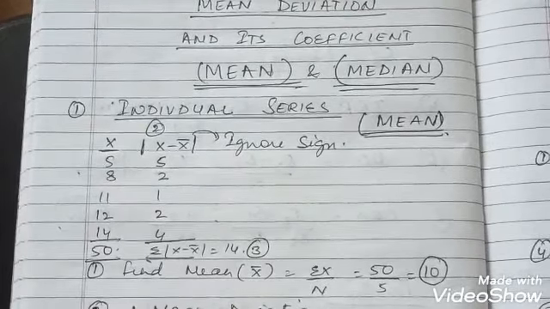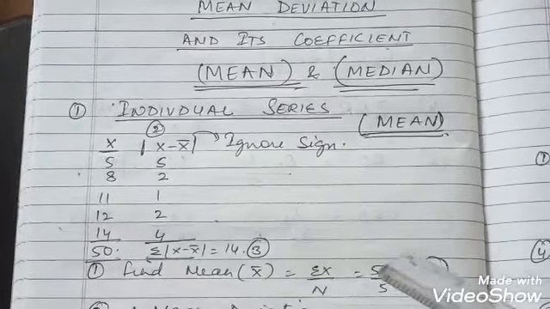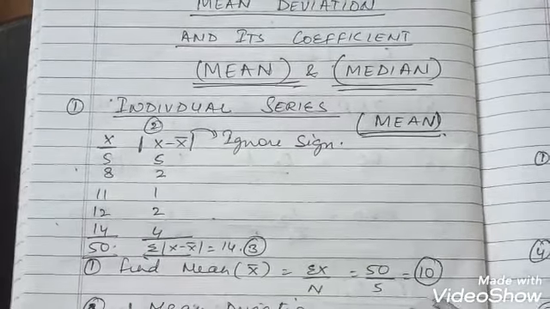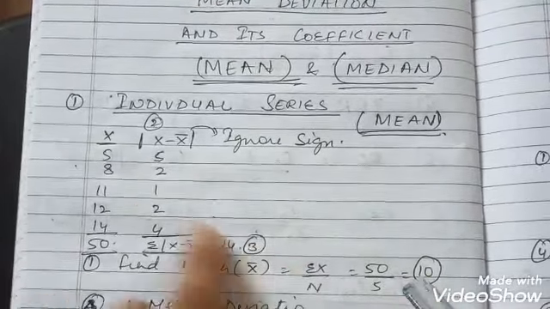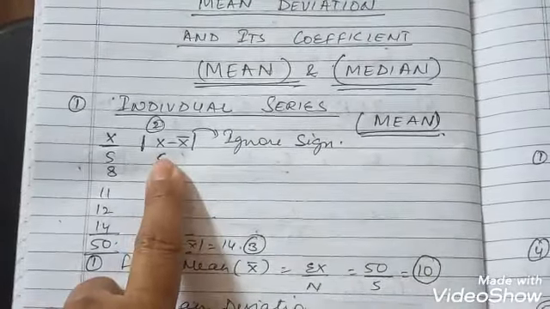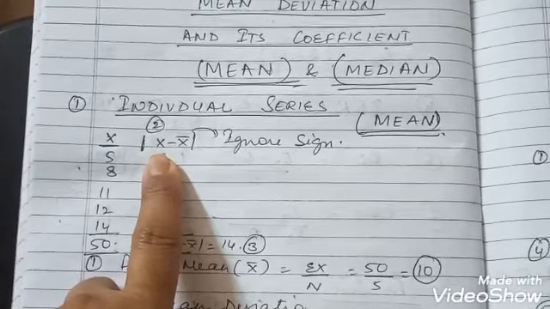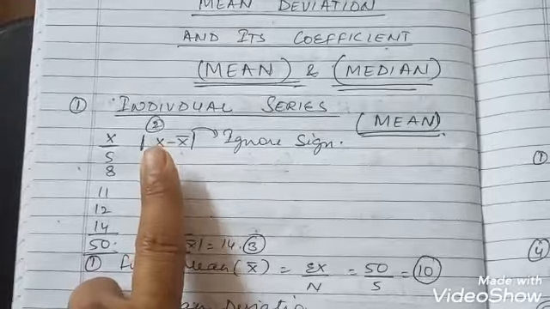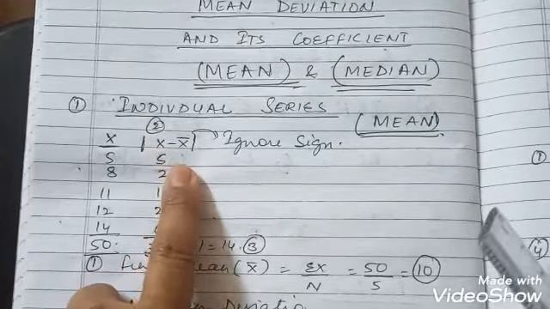Once you have calculated mean, how do you calculate mean? Sigma x upon n, 50 upon 5, 10. Your first step is complete. Once you have calculated mean, let us calculate deviations. Now I have not written d because we have to do from median too, so both will be different. So I have written the full formula of d, x minus x bar.